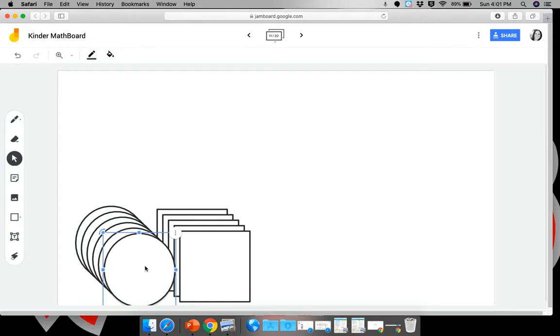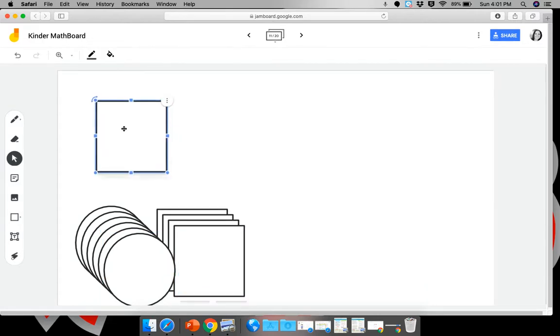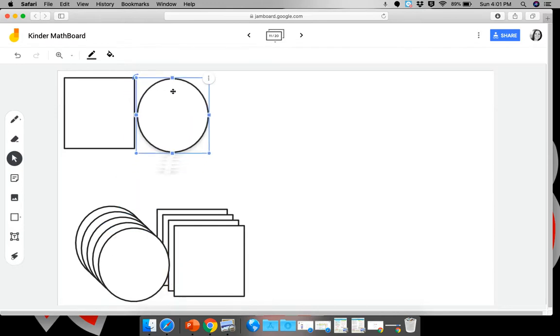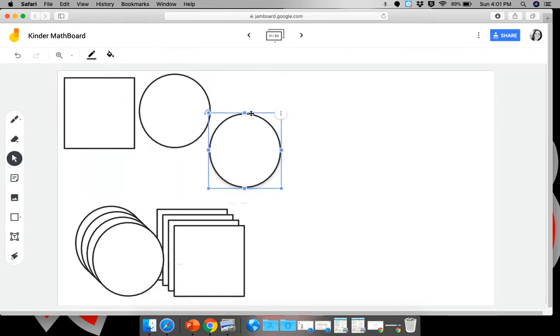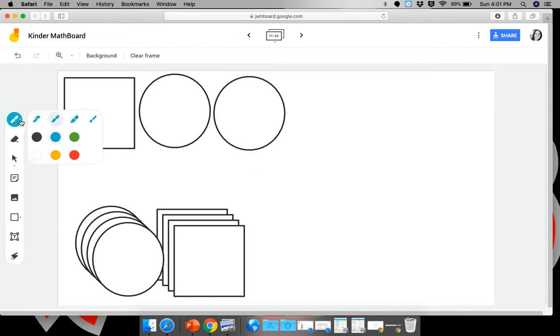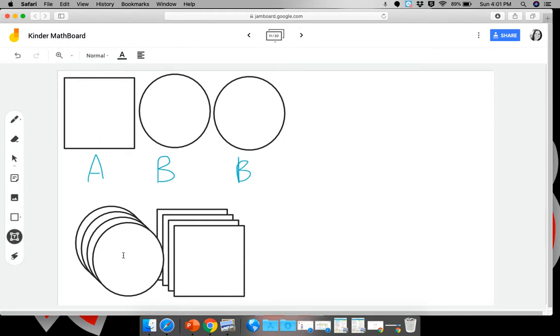All right, we're going to start this time with the square. Here we go. Square, circle, circle. Ooh, this was one of those tricky patterns we talked about yesterday. If you remember, it's tricky to remember. It was an A, B, B pattern. So every time we see a square, we say A. Every time we see a circle, we say B.